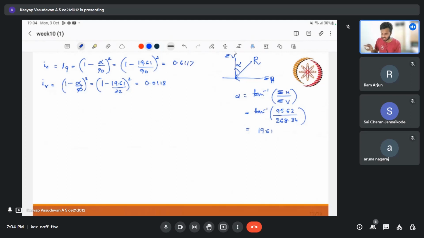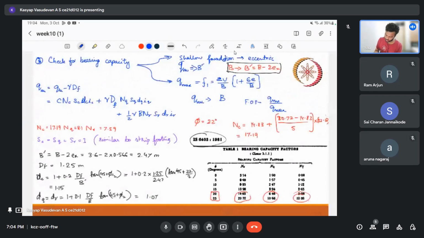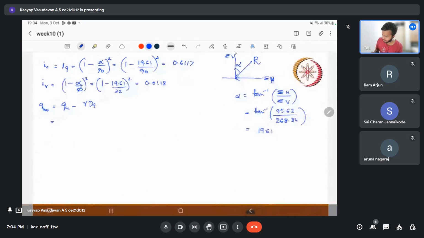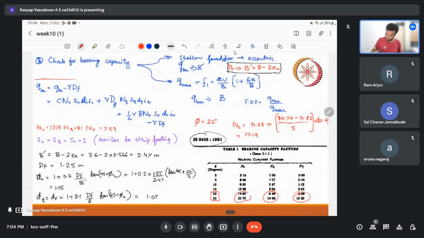Now we can just directly substitute. Let us see what happens. So our qnu in Meyerhof's is qu minus gamma Df. I'm substituting the whole values, using this equation just to clarify. I know it looks a little clumsy, but I hope you understand.